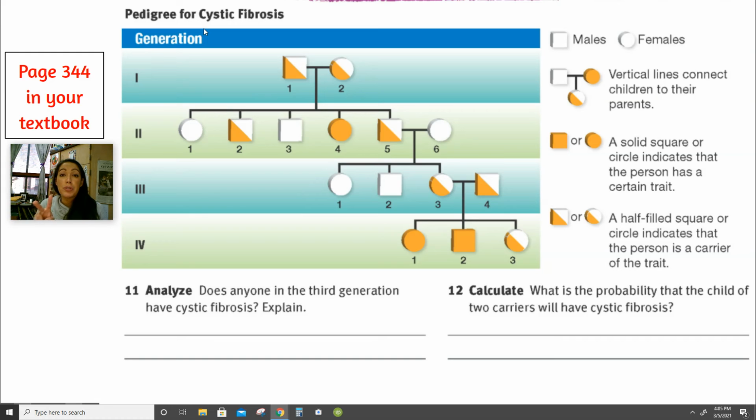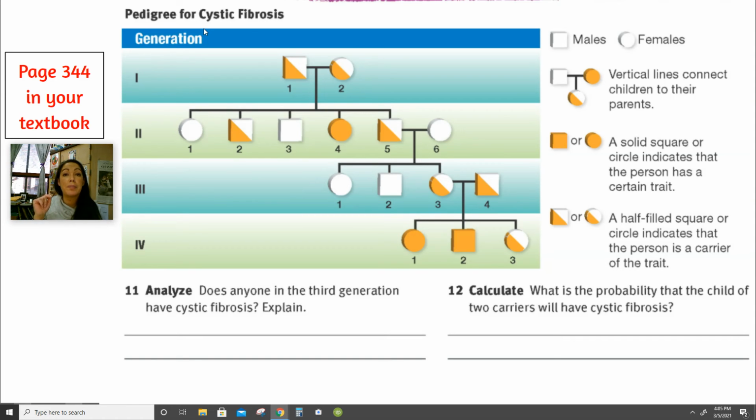Boy number 2, so child number 2 is a male. He did not have cystic fibrosis either, but he carries the gene for it. I know that because he's halfway filled in. So he must have gotten a dominant gene from one parent and a recessive gene from the other parent. Daughter number 1 got dominant from both parents because cystic fibrosis is a recessive trait.